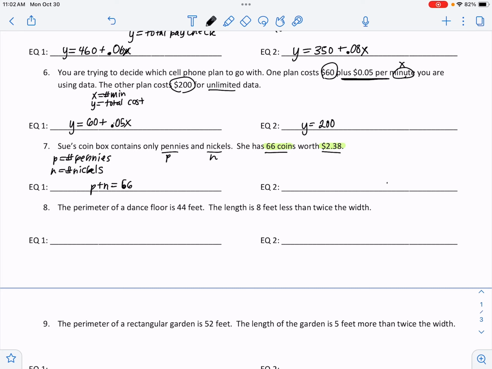To get the $2.38, you have to put the monetary amount times the number of pennies. So a penny is 1 cent, so 0.01, and a nickel is 5 cents, so 0.05. A quarter would be 0.25, a dime would be 0.10, and since we're just dealing with pennies and nickels, I'm just going to write those. 0.01p plus 0.05n equals a total of 2.38.